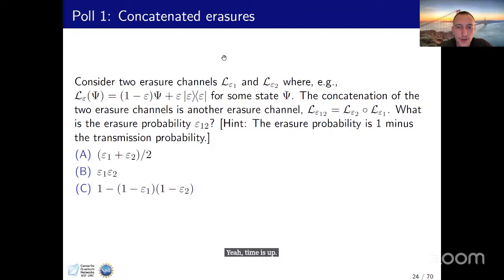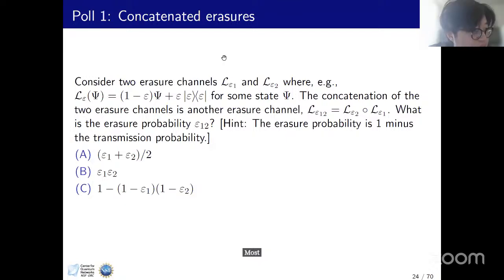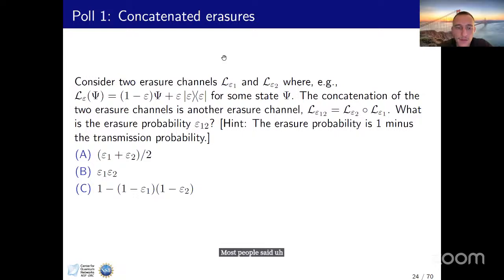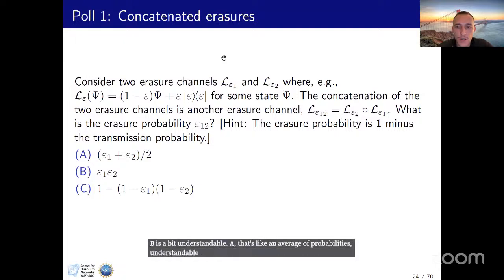I don't know if it is sharing the results. Well, most people said C. Few said A. Few said B. B is a bit understandable. A, that's like an average of probabilities, understandable. But will you click next slide, Howie? It gives an explanation.